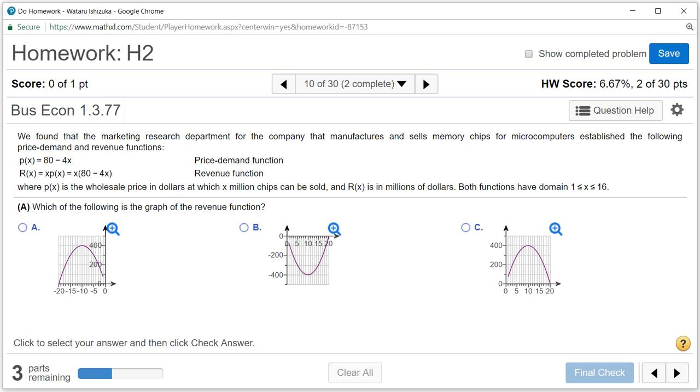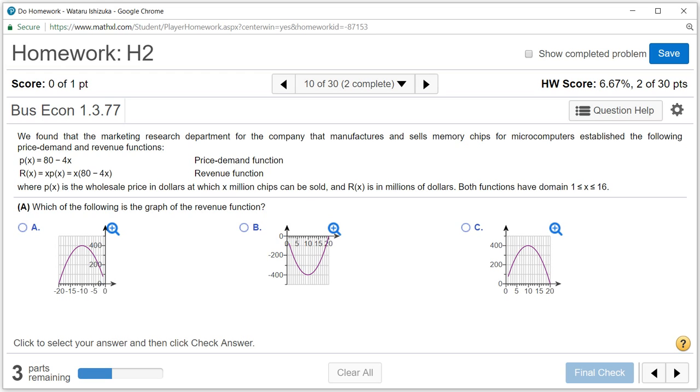All right, let's look at homework 2, problem number 10. The price demand function is given, and the revenue function is also given. Let's look at part A first. Which of the following is the graph of the revenue function?